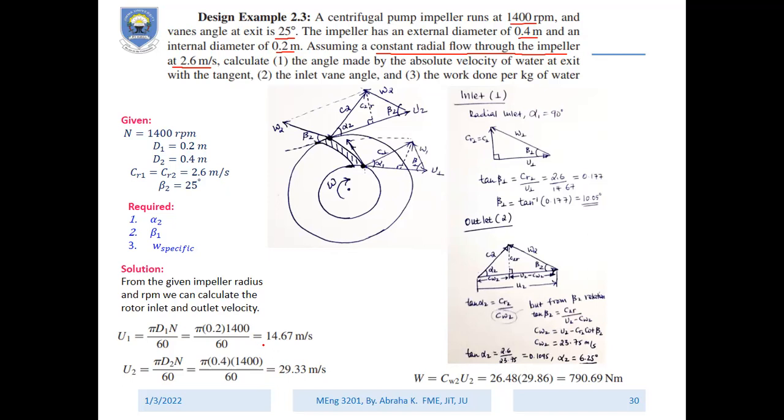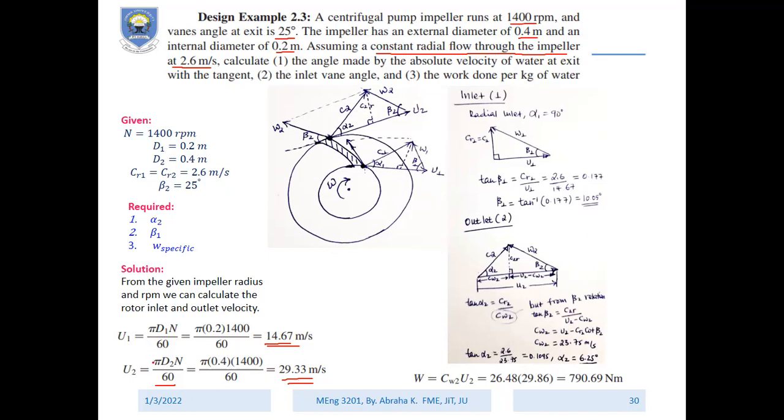From this, we get 14.67 meters per second. And U2 is pi d2 n divided by 60, and this gives 29.33. So always in centrifugal pumps, the outer rotor tip velocity is larger than the inlet rotor velocity, because it depends on the diameter.